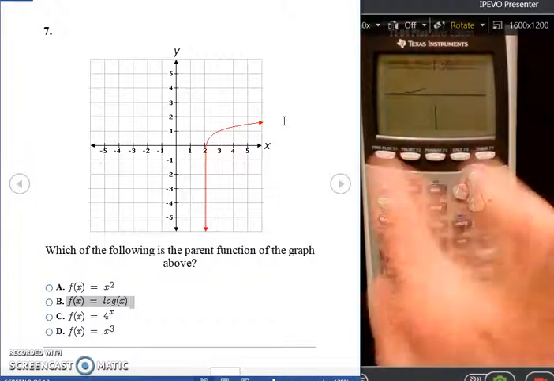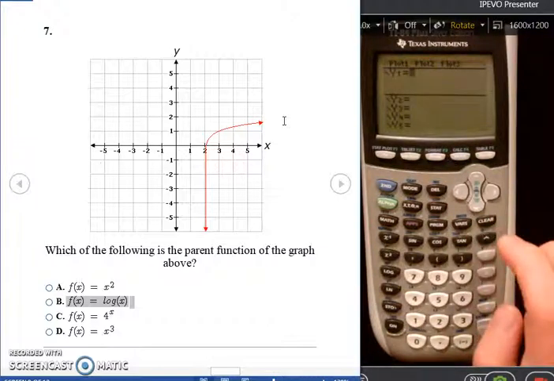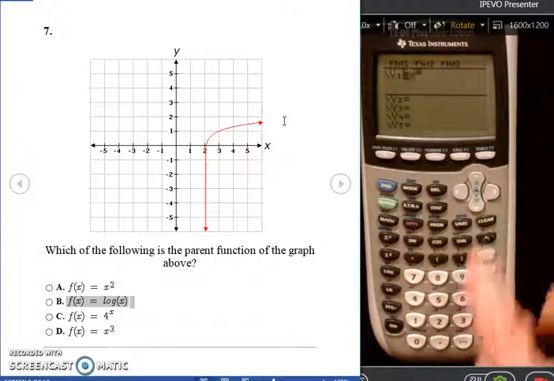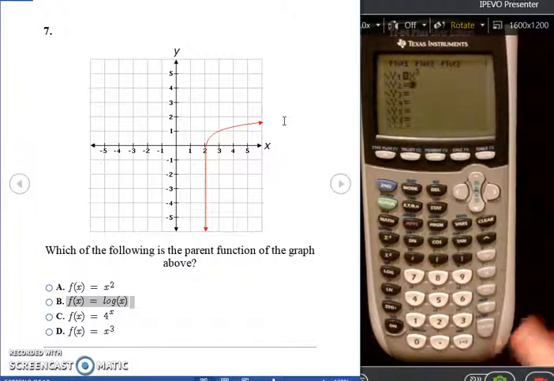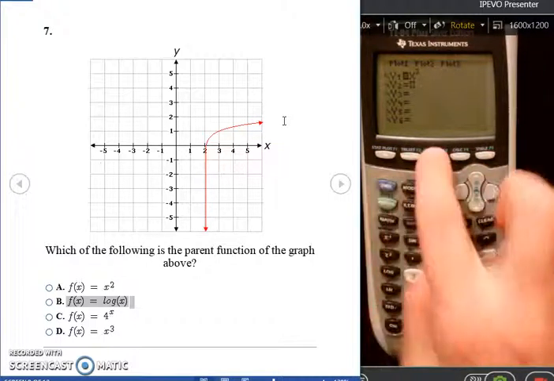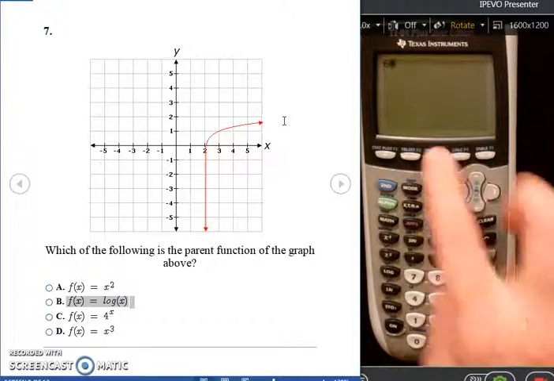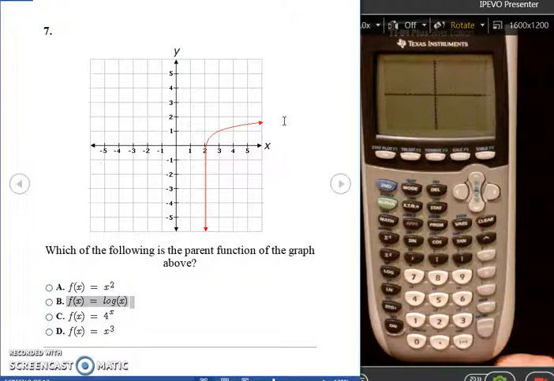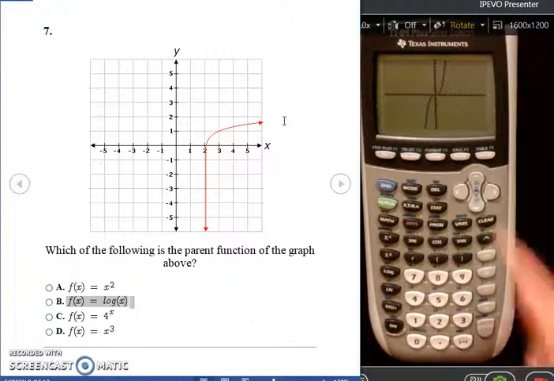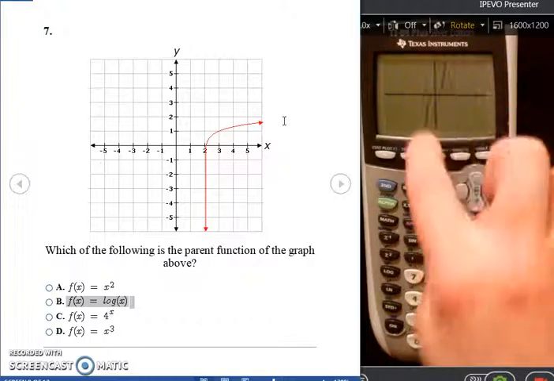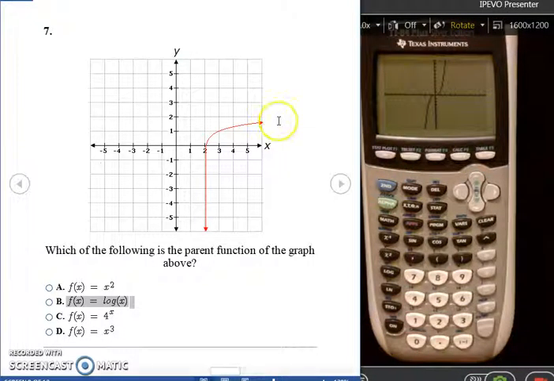And then I'm going to go ahead and try D. So I'm going to clear that out and do x caret button cubed, enter. And then I'm going to go back to that zoom standard so that I have the screen that I'm used to seeing. And here, that's the cubic function. It looks like a snake. So that's not the same shape. So my answer is definitely going to be B.